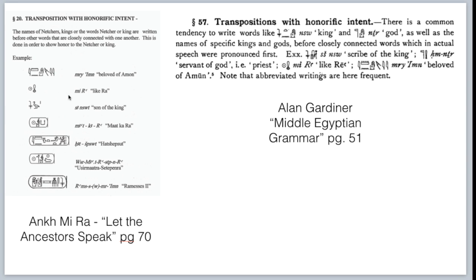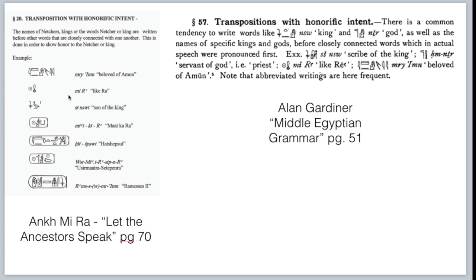Because the word Netcher comes first in writing, but grammatically it comes second. Again, grammar is an issue of language. Orthography is an issue of writing. Grammar trumps orthography.